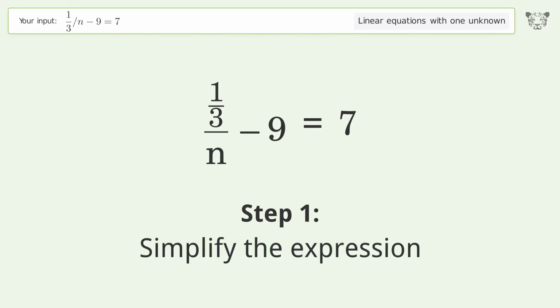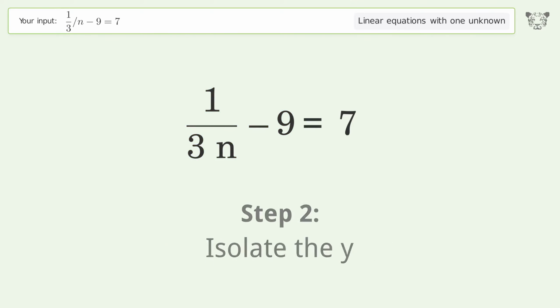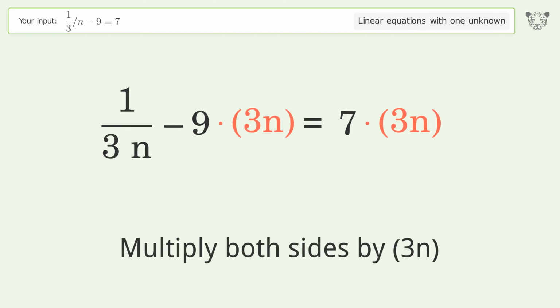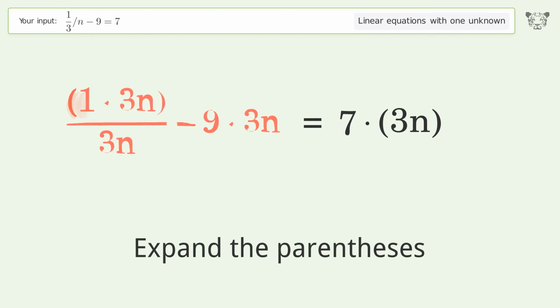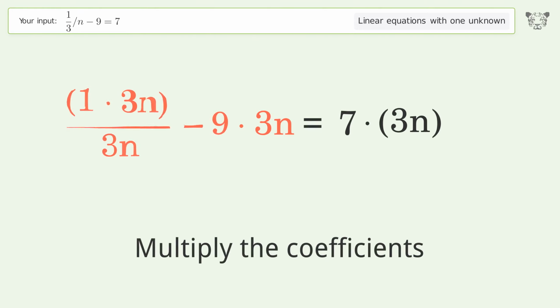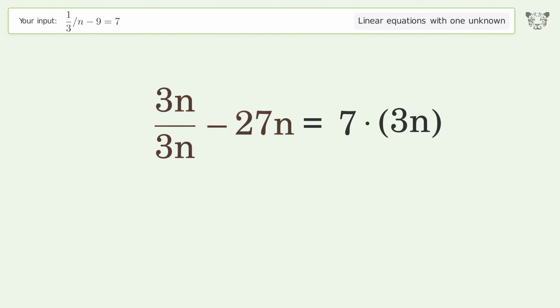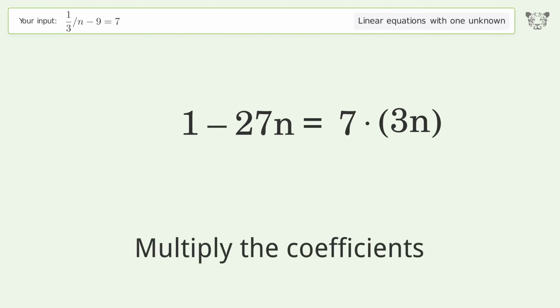Simplify the expression. Combine like terms. Isolate the y. Multiply both sides by 3n. Expand the parentheses. Multiply the coefficients. Simplify the arithmetic. Multiply the coefficients.